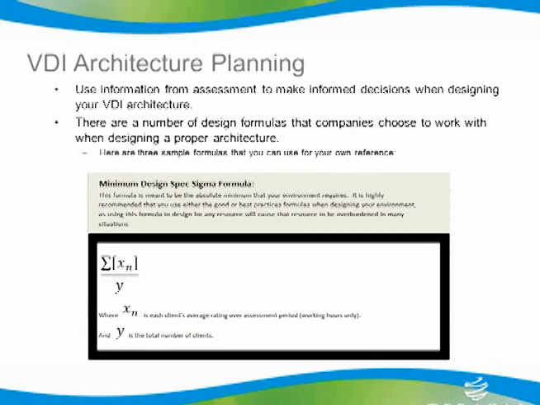So in terms of VDI architecture planning, we need to use information from the assessment to make informed decisions when designing your VDI architecture. There's a number of design formulas that companies choose to work with when designing a proper architecture. And we're going to give you 3, and with 2 variants, quick example formulas that you can use for your own reference. Now, this specific formula is one that I never, ever advise you to use when designing VDI.